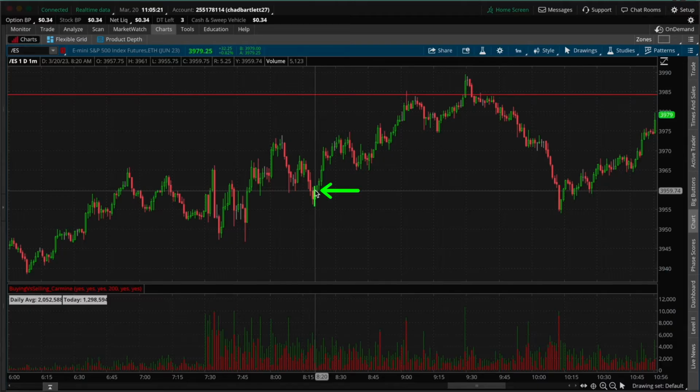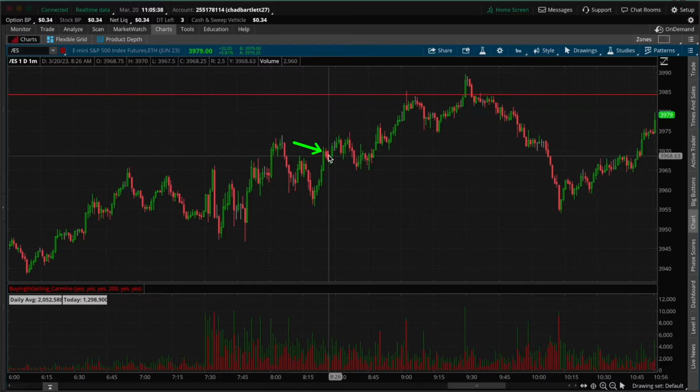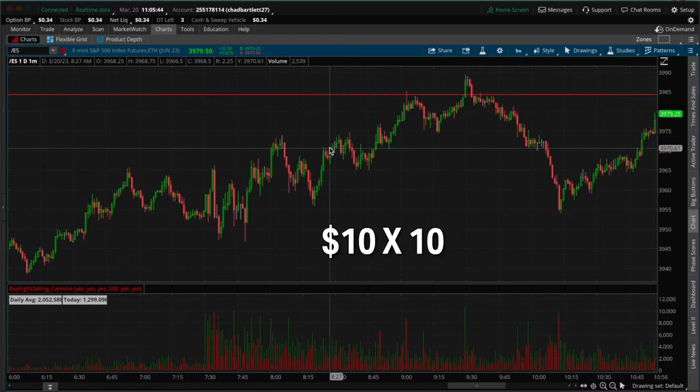So anyways, I entered at this 60 level right here. And like I said, you're going to make $5 per contract for every point that the price goes up. So if you're trading 2 contracts, basically every point is 10 bucks. Okay, so my first sell was at around this 70 level, right? So that's 10 points. So if you were trading the micros, you had 2 contracts, you can do the math. 10 times 10, you would make $100.